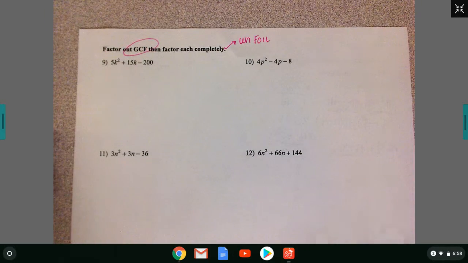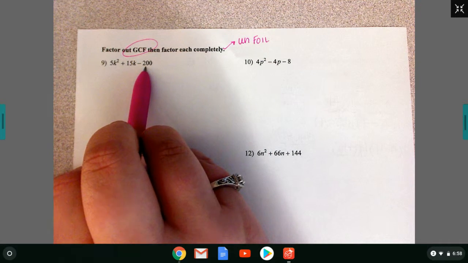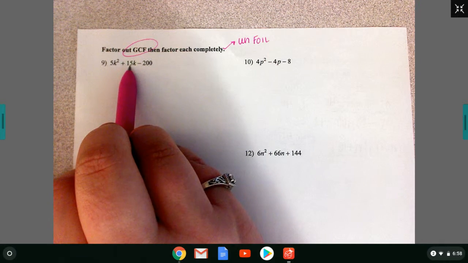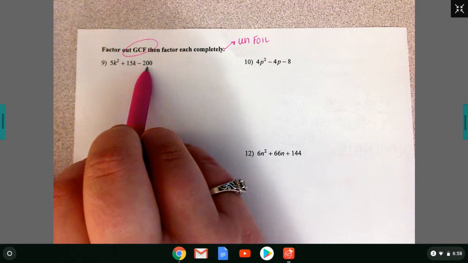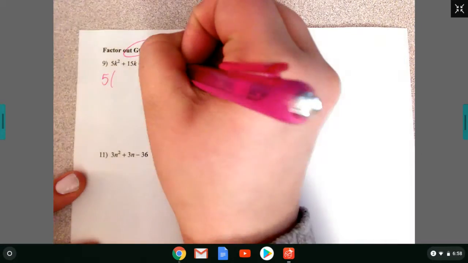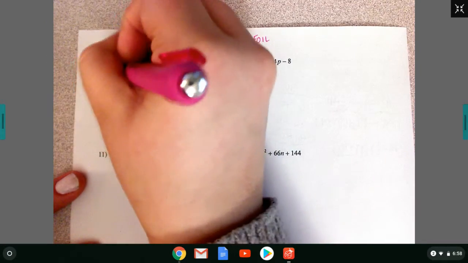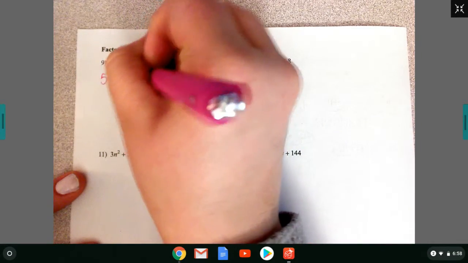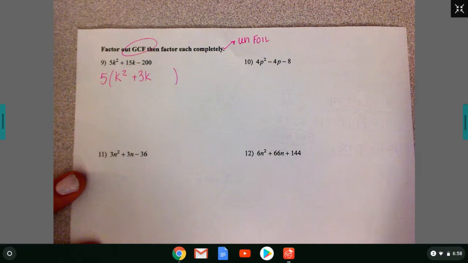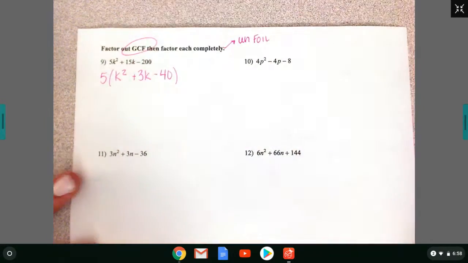So before we do our factors, if I started and tried to find factors of 200 that add to 15, I would have none. It wouldn't work out for you. So what we have to notice first is that 5 goes into both 5, 15, and 200. So that gets to come out first. Let's see, 5 times what is 5k squared? I need a k squared. 5 times what is 15k? I need plus 3k. And 5 times what is negative 200? I would have needed a negative 40.